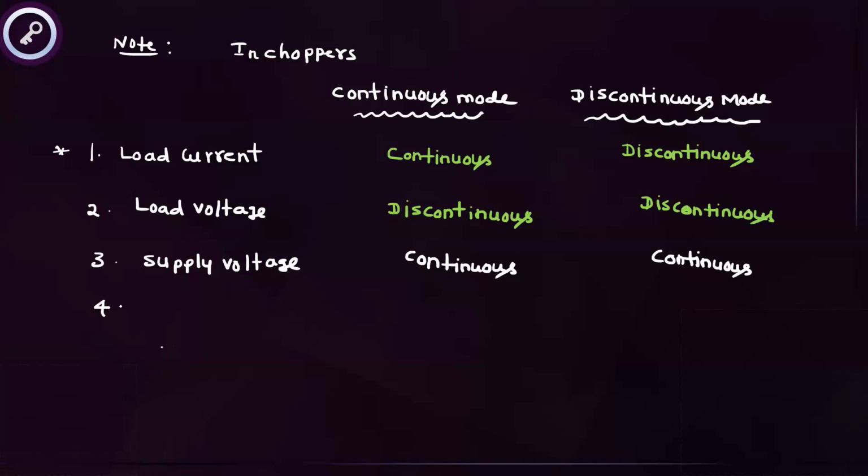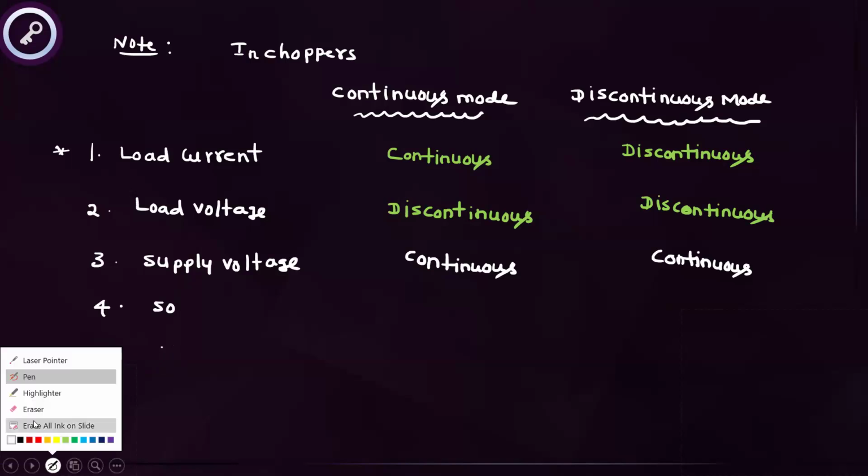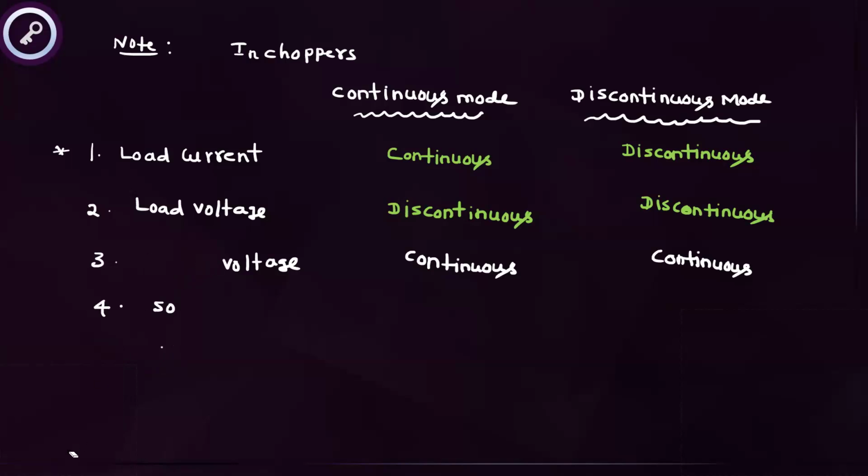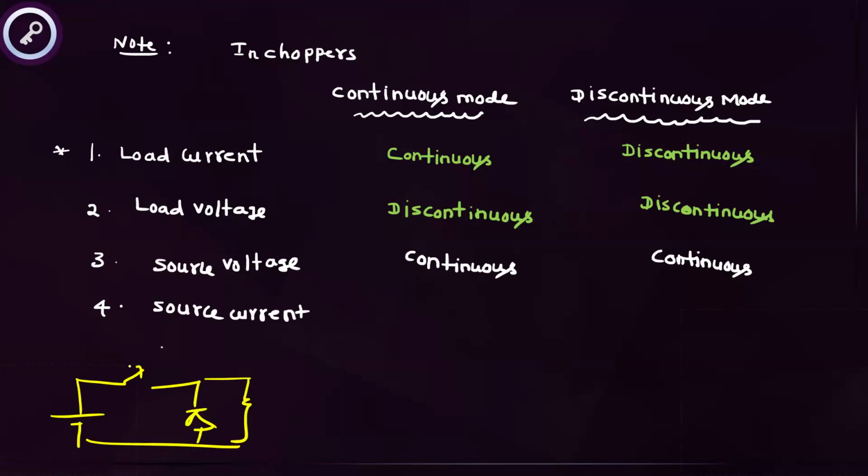Then one more is source current. This is the supply voltage, which is also called the source voltage. We have to take the source voltage. Then next, the source current. If you take this one, this is the type A chopper. Now, when the chopper is on, the source current is passing through the load.